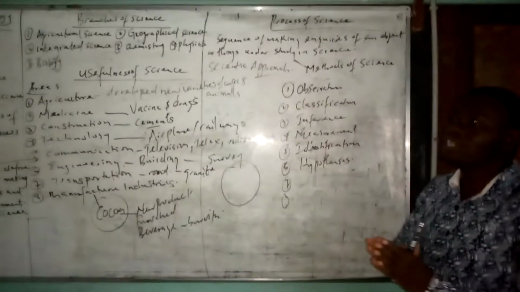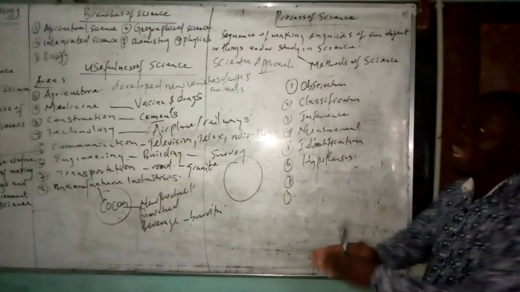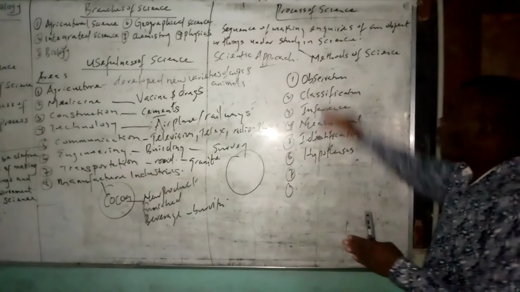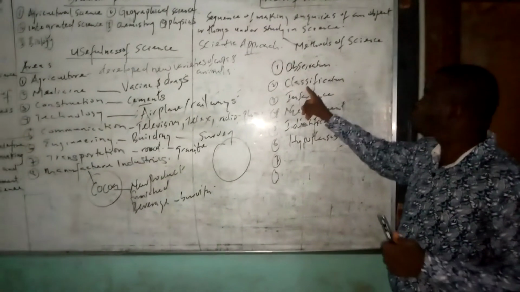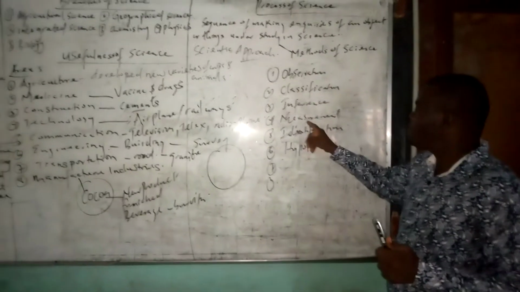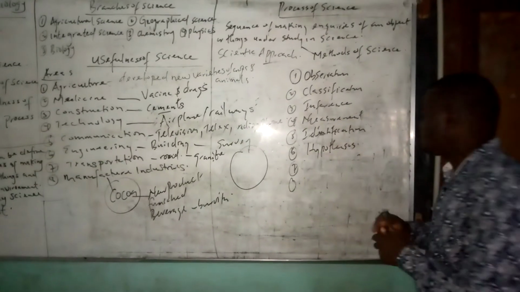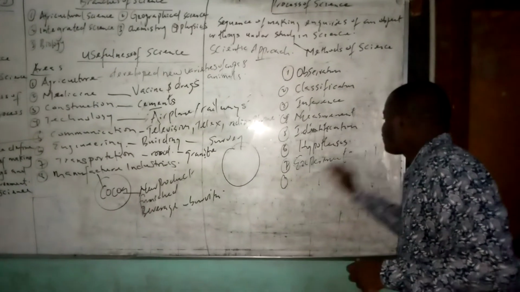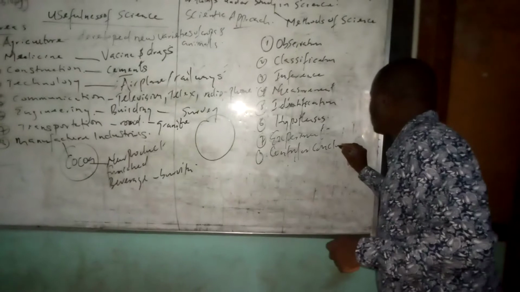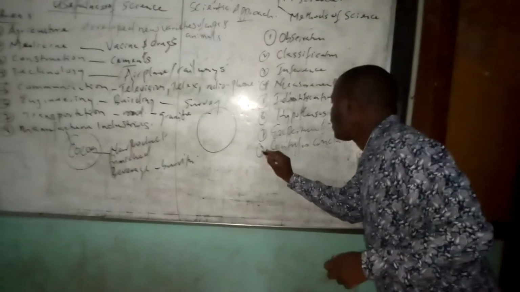Now, this scientific investigation follows a sequence, or what we call procedures. It starts from observation, then classification, inference, measurement, identification, and hypothesis. After hypothesis, we have our experiment. After experiment, we have our control or conclusion. And after our control or conclusion, we now have our theory or law.